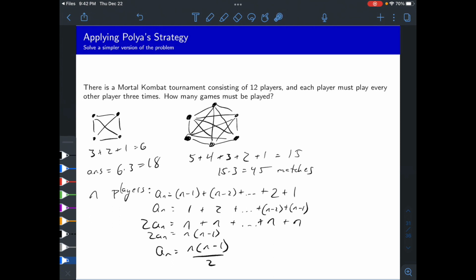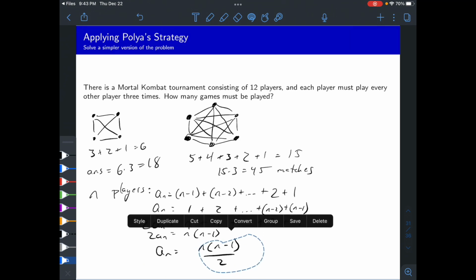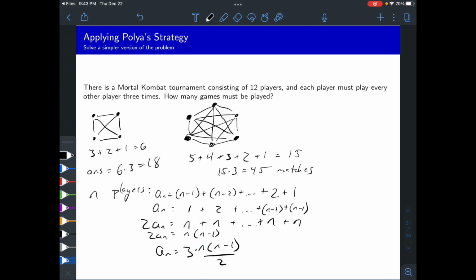And so now, at this point, we can just answer the final question of how many games are going to be played here. Oh, and by the way, this answer we should also go ahead and multiply by 3 because, again, each player must play each other 3 times. Over here, we're just assuming that they're playing each other once, and that's a simpler version of the problem. And then we ramp it back up by just multiplying by 3.